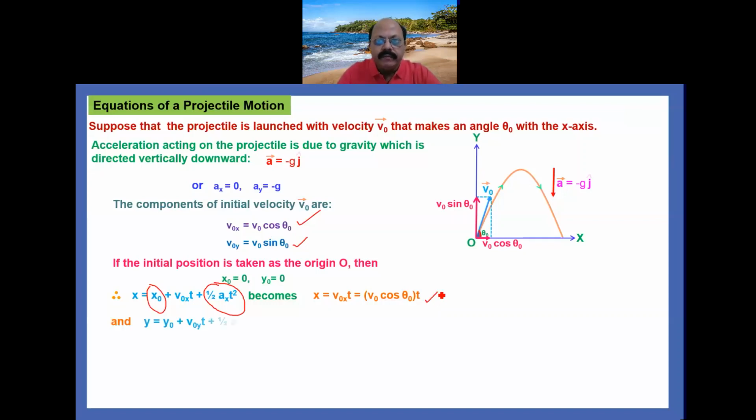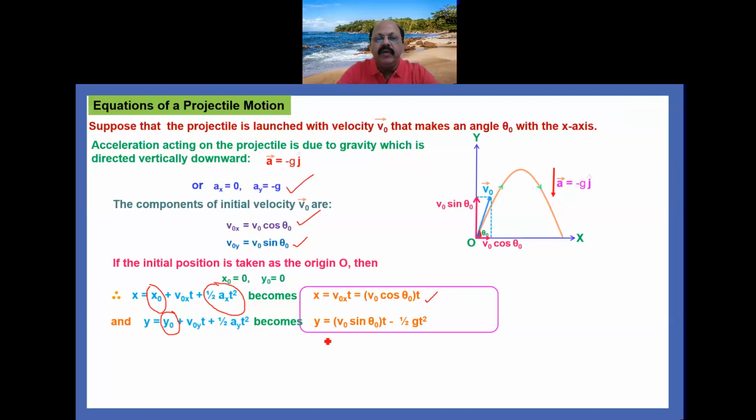Similarly, we can find the equation along the vertical axis: y equal to y naught plus v0y t plus half a_y t square, and y naught is 0. So substitute the values here: y naught equal to 0, v0y is v0 sine theta naught, and in place of a_y we write minus g. So the equation becomes y equal to v0 sine theta naught t minus half g t square.